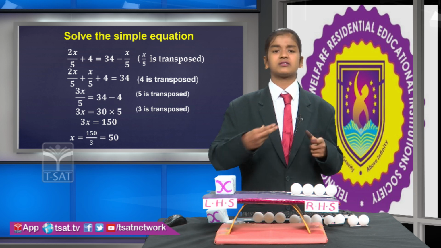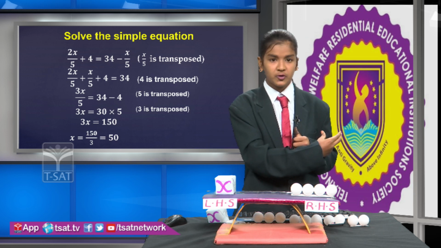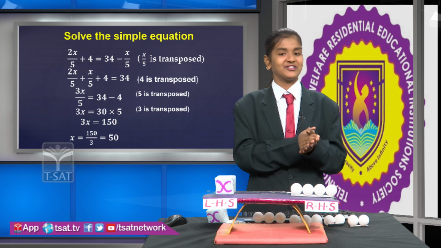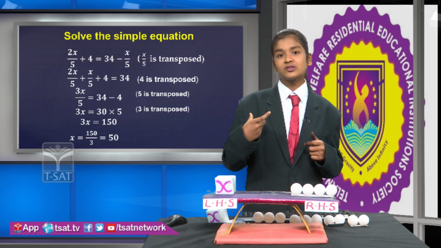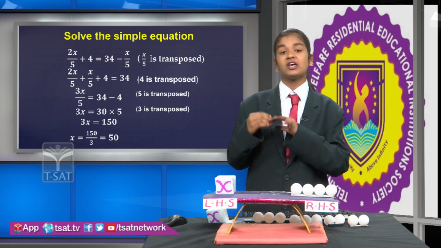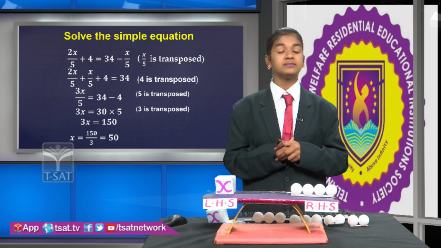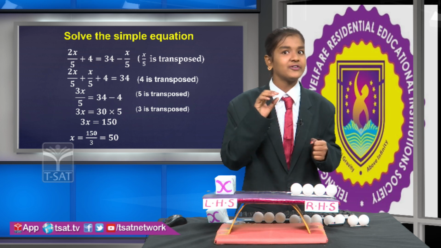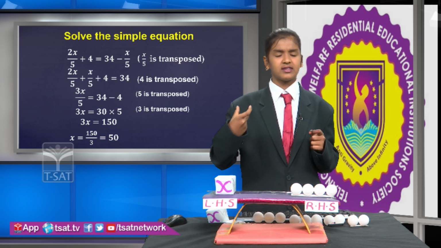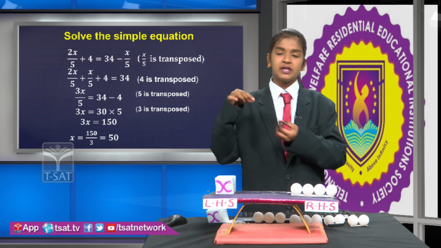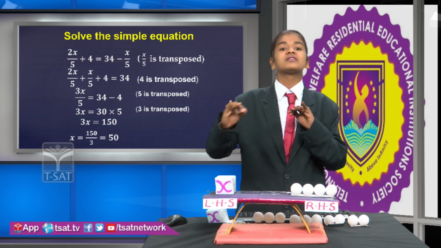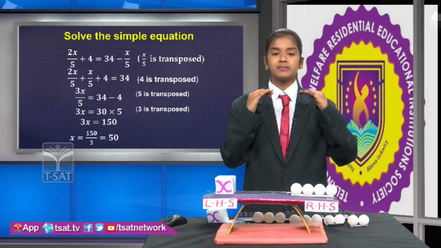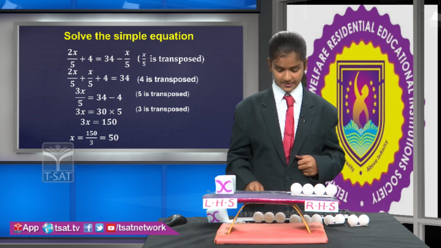Friends, plus 4 is transposed, it becomes minus 4. So 3x by 5 equals 34 minus 4, which equals 30. So 3x equals, here 5 is dividing 3x. When it is transposed, it becomes into. So 3x equals 30 into 5, which equals 150. So friends, here 3x equals 150. Then x equals, 3 is multiplied by x. When it is transposed, it becomes divided by. So x equals 150 by 3, which is 50.